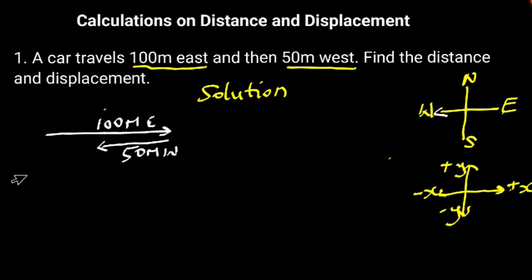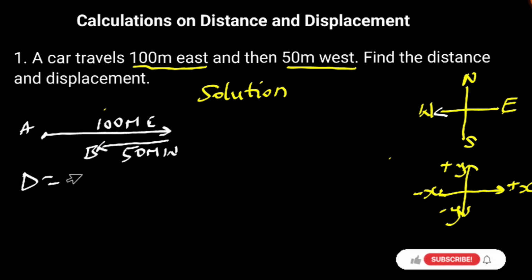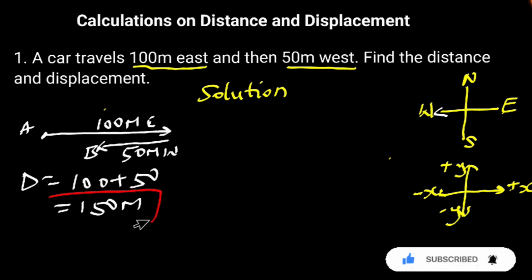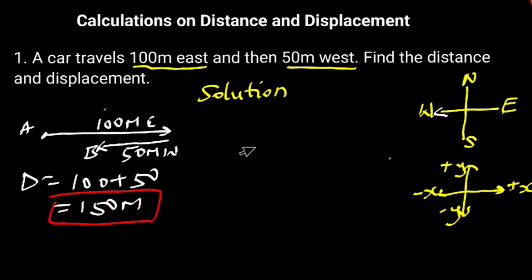Now for distance, it is equal to the total distance traveled from point A to point B. So let me just write it as AB, or from the starting point to the ending point. So the total distance here is 100 plus 50, which is equal to 150 meters. So this is the total distance covered by the car. And then what about the displacement?